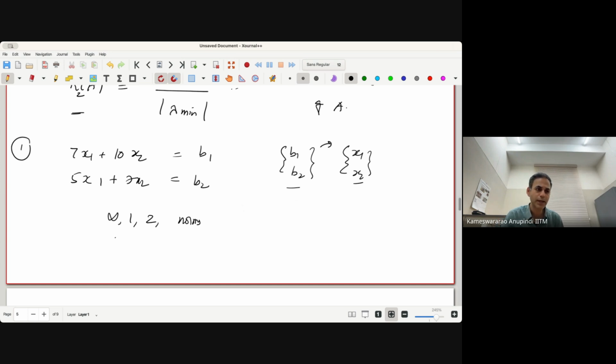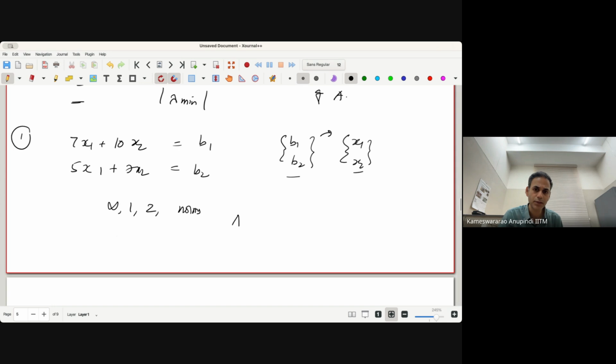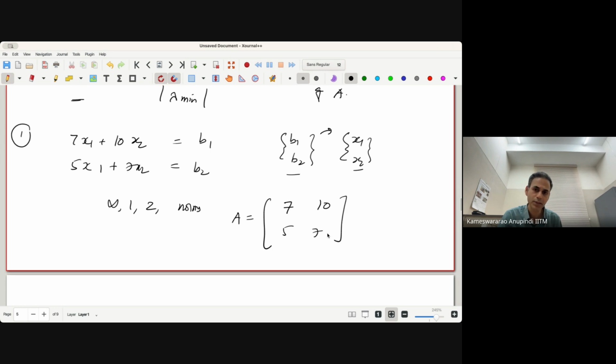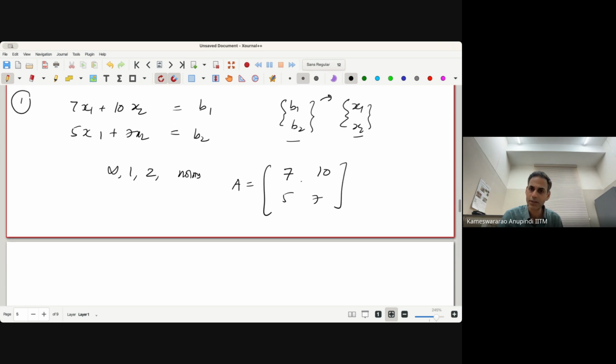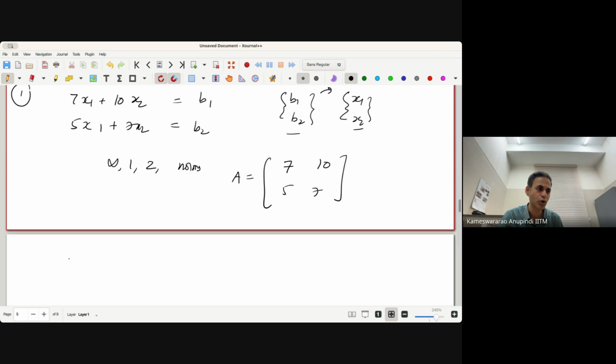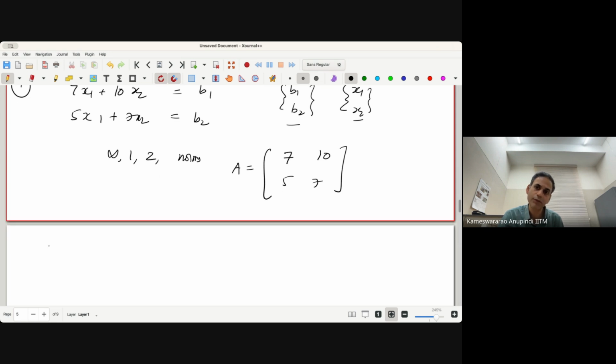Okay, so let me first calculate based on this. My A matrix is going to be 7, 10, 5 and 7. This is pretty symmetric, I mean symmetric in a sense, this is pretty much the same. So what will be the infinity norm? The L infinity norm is going to be the maximum column sum. That's going to be the maximum of 10 plus 7, 17, and then 7 plus 5, 12. This is going to be 17.